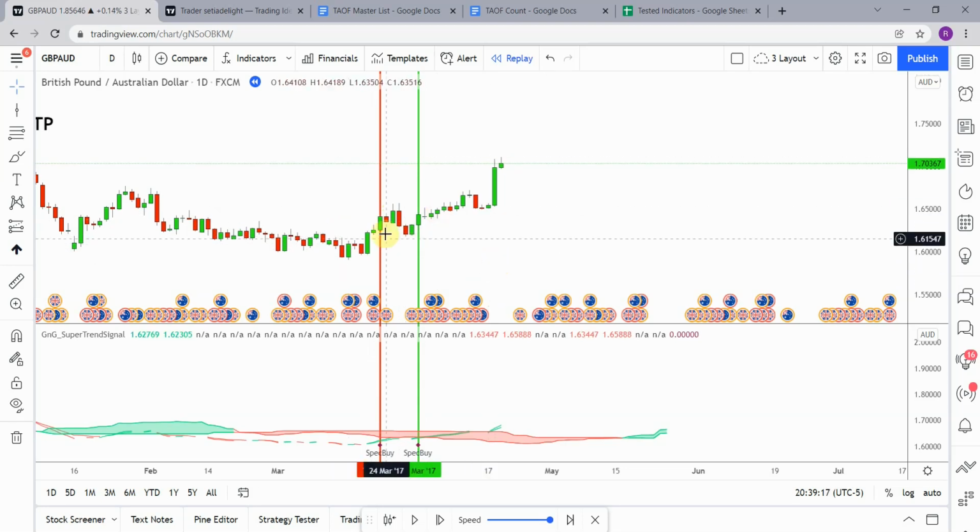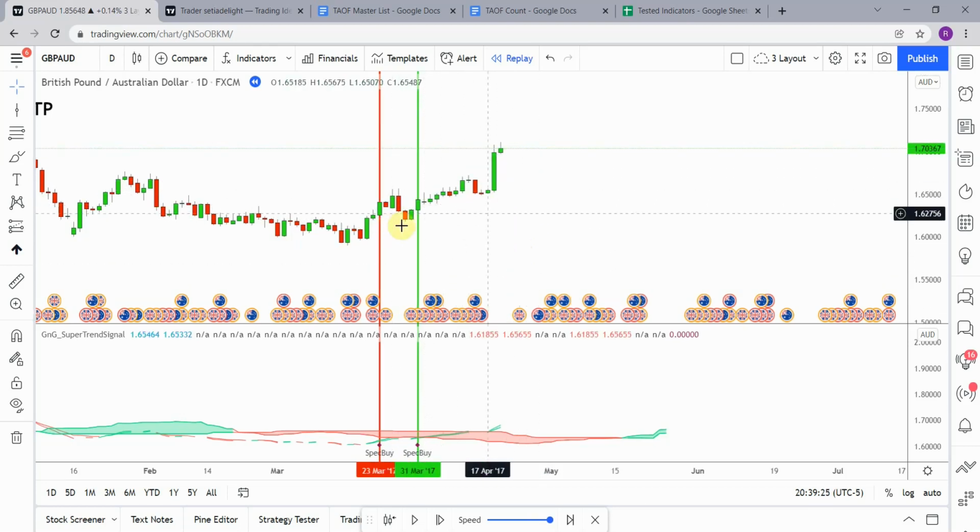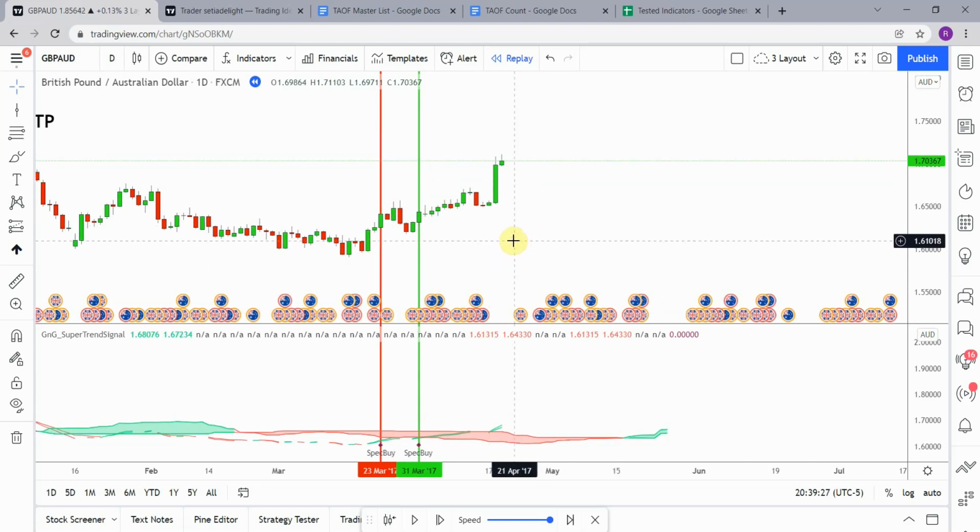Then the second one here, also a long, and you can see that price action pushes up pretty nicely there, and that one gets us to take profit pretty easily. So let's go ahead and continue on.